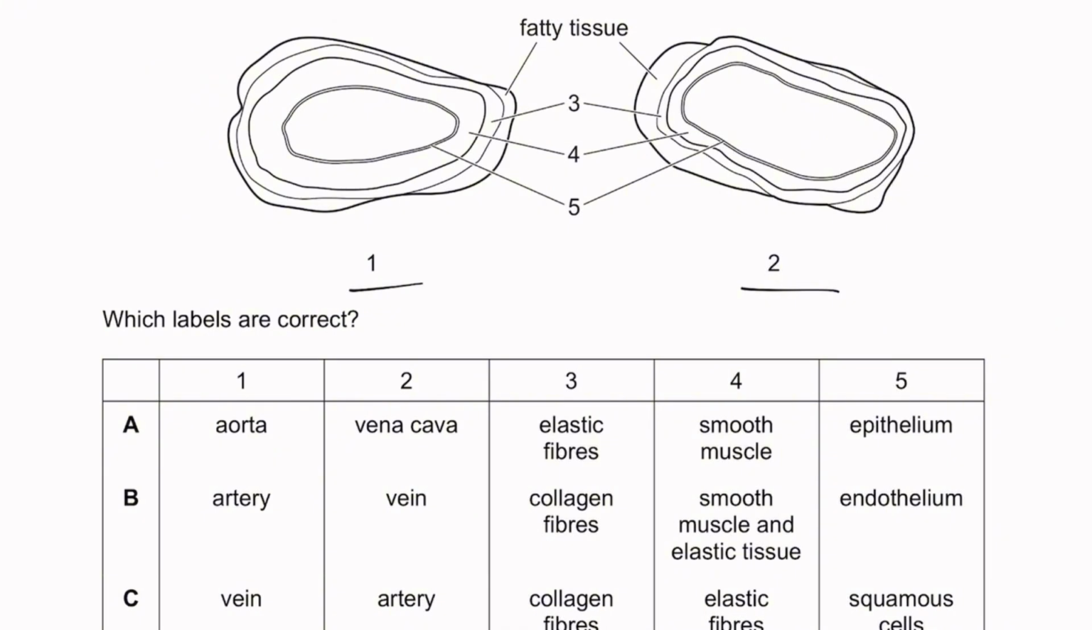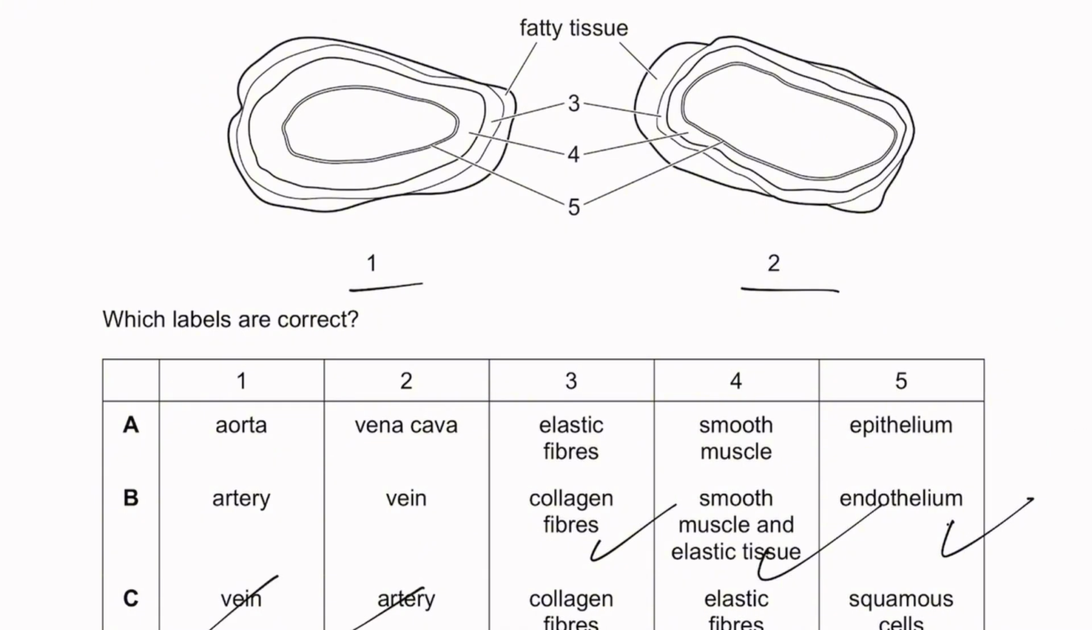So 3 is the outer layer. And so in the outer layer we should have collagen in both. Okay, so yes, collagen. And then in the middle layer, I think that's 4, smooth muscle and elastic tissue. And in the inner layer, it's endothelial cells. Okay, so endothelium, smooth muscle, and collagen. And then he's asking us what is 1 and what is 2.